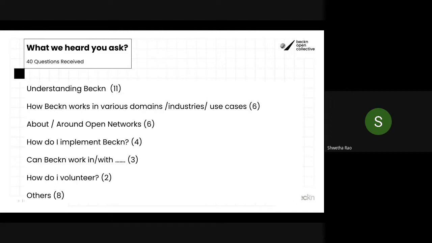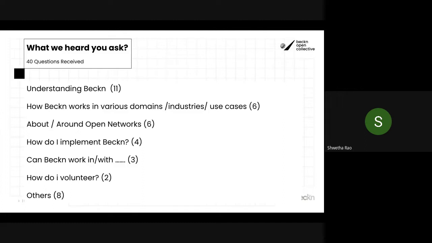And there were a bunch of other questions which were either very specific to a particular participant or which were not pertaining to the larger audience in question. So we have tried to cover all of them, and we have tried to keep in mind that each one of you may come from a specific experience or a specific background. So we will make sure to cater to all of the questions that you may have.